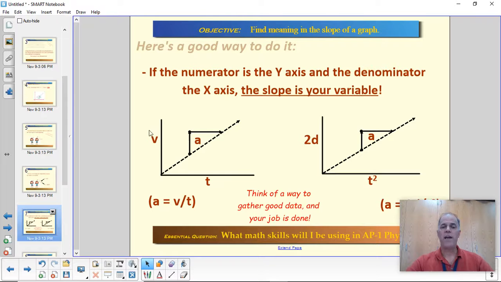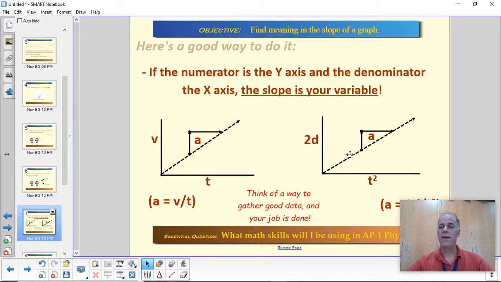So if you can think of a good, reliable way to measure the velocity of something for some period of time, then maybe you can make it so the slope will be the acceleration. Now, mathematically, this looks good. Practically speaking, this might be a tough order to design an experiment to gather this, but mathematically it's good.